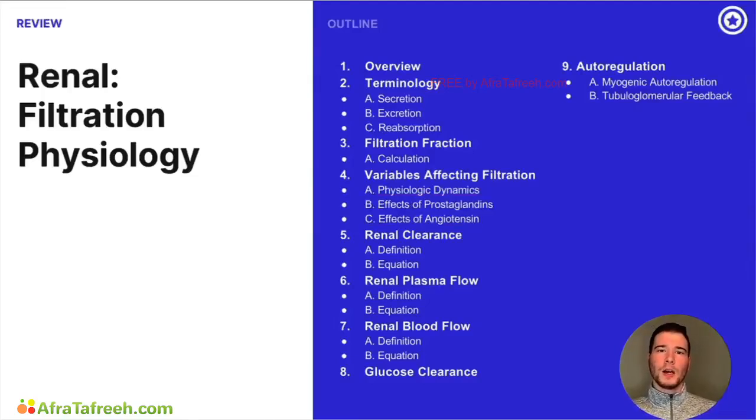So today we're going to be talking about something called filtration physiology to continue on our series of the renal physiology system. We're going to break this up into a couple parts. First, we're going to talk about some of the terminology that we need, filtration fraction, and some variables affecting filtration. And then we're going to do another video where we talk about renal clearance, renal blood flow, and renal plasma flow. Following that, we'll have glucose clearance, and finally our autoregulation section. So if you guys are ready, then off we go.